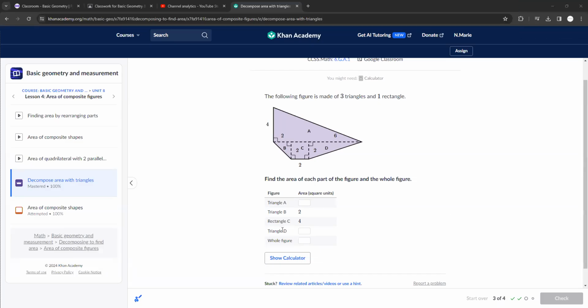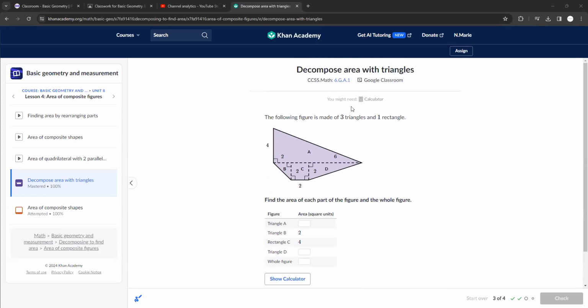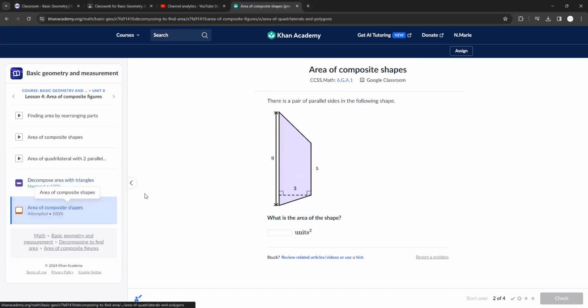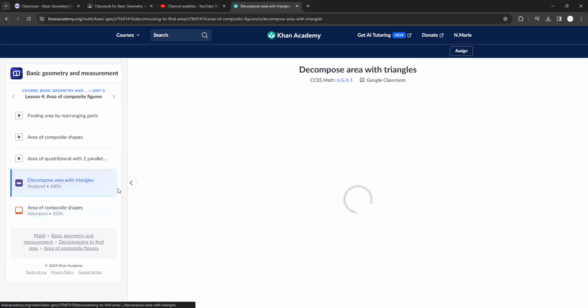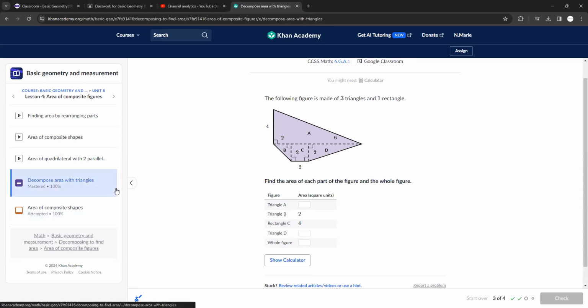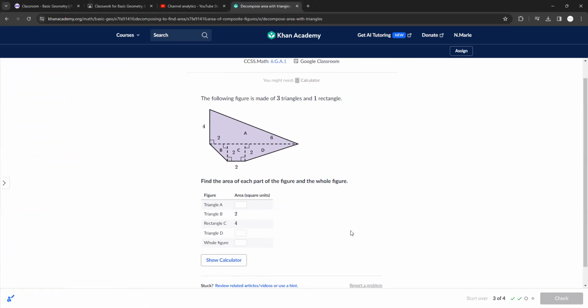Welcome. So we are on part 2 of this unit, which is decomposing to find area. And so now we're doing it with triangles and area of composite shapes. So the first part kind of sets you up for the second part because they split it up for you. And we already know how to find area of rectangles and squares, I hope. So area for rectangles and squares is basically length times width or side times side.